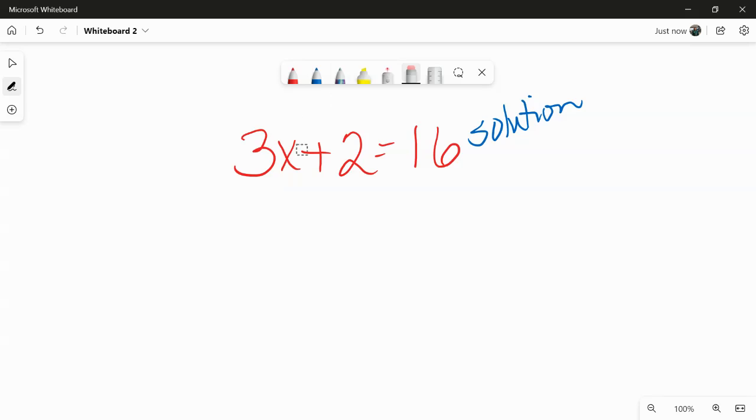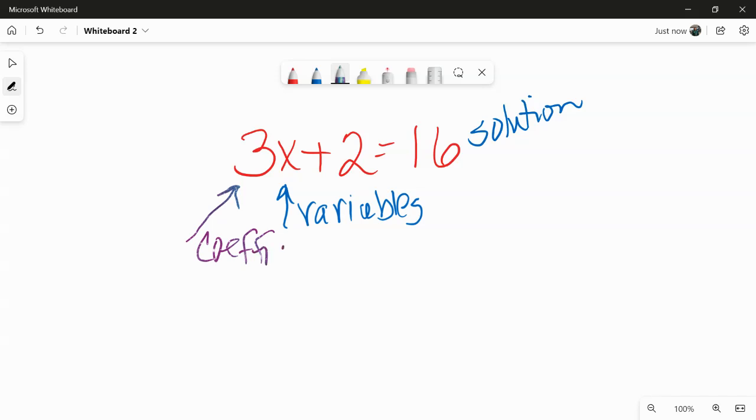Okay, so let's talk about what these parts are. This is the variable. All letters are called variables because their answer varies. We don't know what number they are till we solve equations. The number in front of the variable is called the coefficient. And it could also be at the bottom. You could have x divided by 3. Okay, that is a coefficient, a number that is multiplied or divided by the variable. And that reads 3 times x.